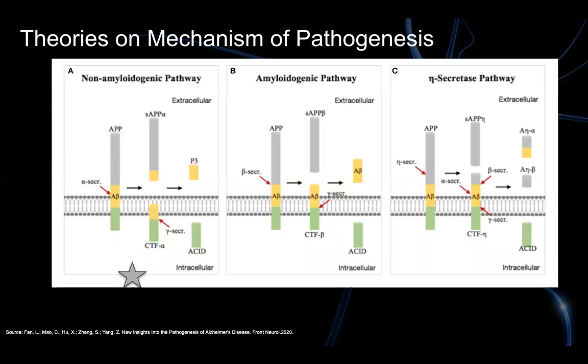The first is the non-amyloidogenic pathway, which produces neuroprotective elements such as C-terminal fragments embedded in the plasma membrane and the soluble ectodomain of APP alpha. The second is the amyloidogenic pathway, where APP is cleaved to CTF beta by beta secretase. This results in various lengths of amyloid beta being cleaved by gamma secretase and released into the extracellular environment. Once in the extracellular environment, they can aggregate and accumulate around neurons to cause Alzheimer's disease pathology.